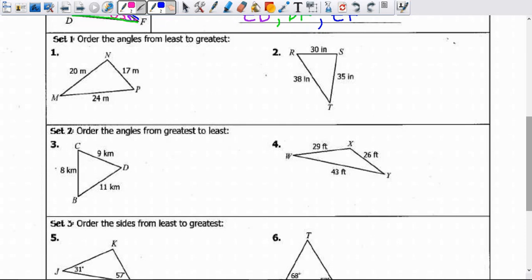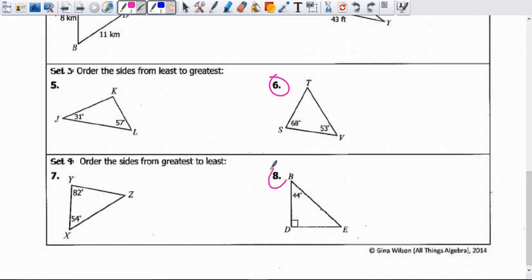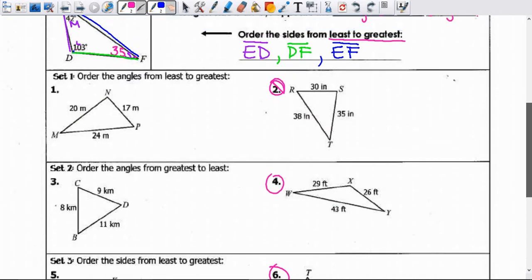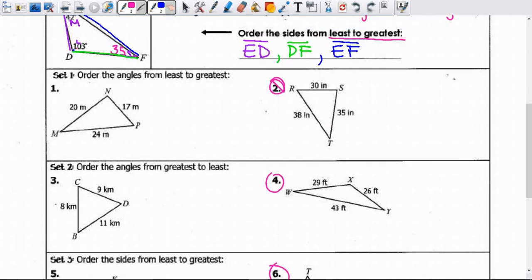All right, so I'm going to do the first ones of each of these sections, and you will have to do the evens. So 2, 4, 6, and 8 on the back. All right, so let's go back up. Set 1. Order the angles from least to greatest. Okay, so let's figure out our small side, medium side, large side.